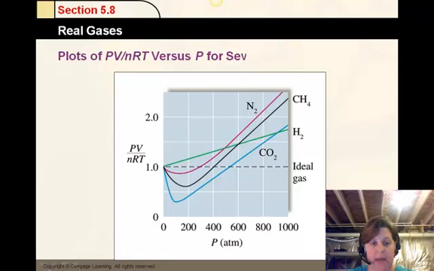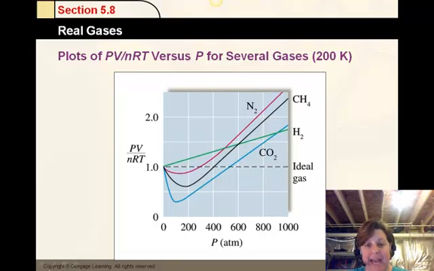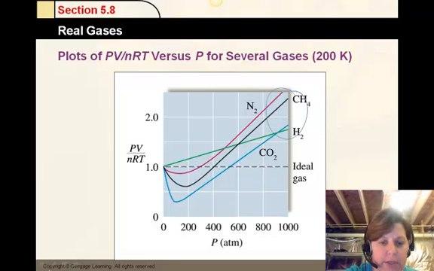You can see if we plot PV divided by nRT versus P for several gases, that when we have extremely high pressures or extremely low temperatures, we're deviating from this dotted line a great deal.